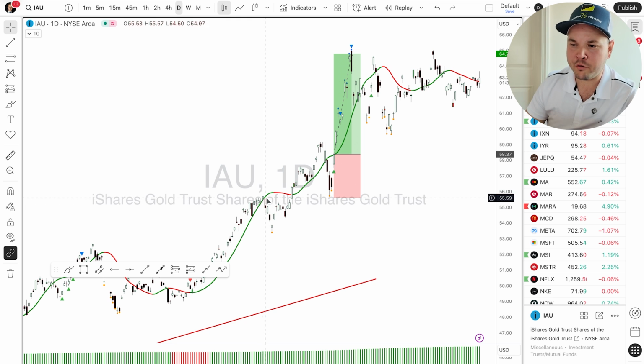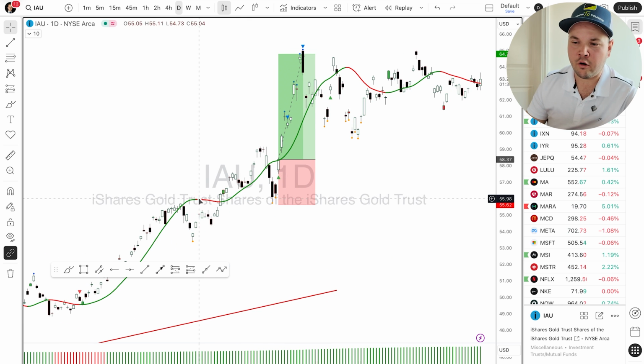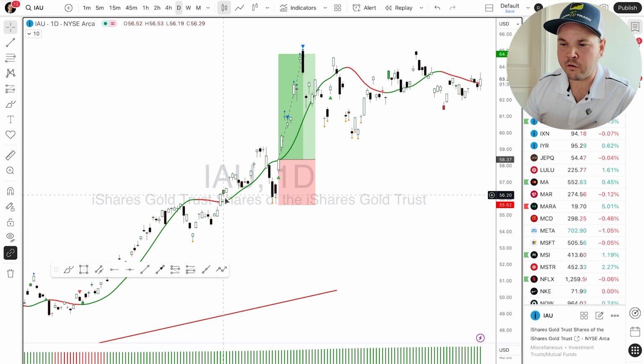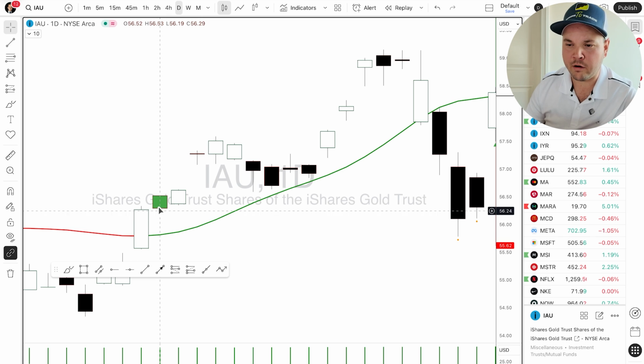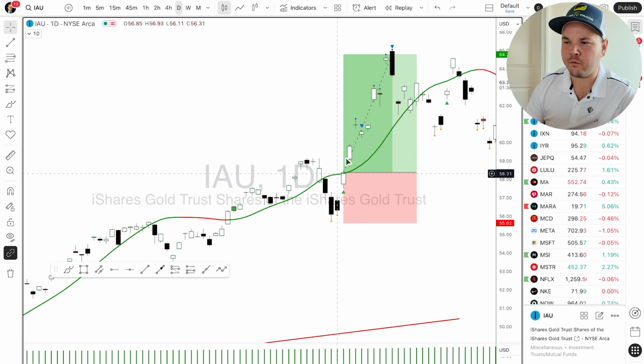You can see sometimes the hull turns red, so you probably want to get out of the trade or close some parts of it. Then it turns back to green. We can add again. You can see our green candlestick over here. This is recent, right, in March. Then you have another setup over here where we take some trades on this.